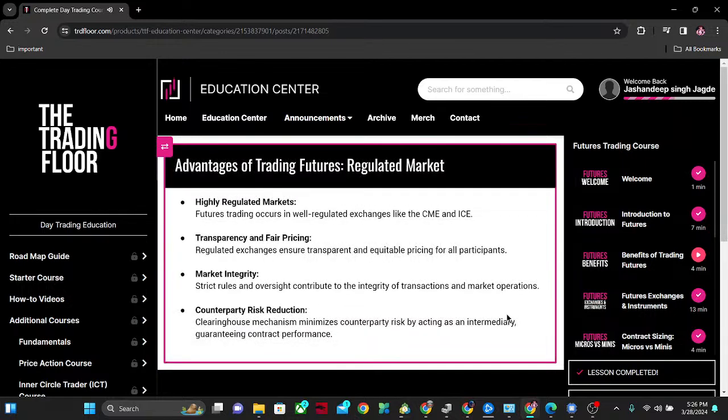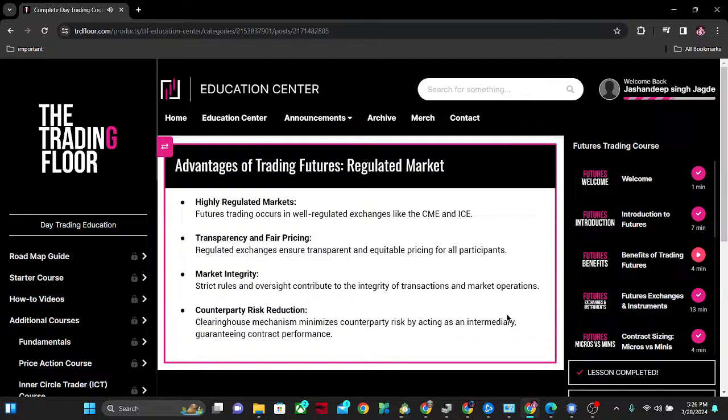Advantages of trading futures in a regulated market. One of the primary advantages of futures trading is that it takes place in highly regulated markets. Regulated exchanges such as the Chicago Mercantile Exchange, or CME, and the Intercontinental Exchange, ICE, ensure transparency, fair pricing, and the smooth functioning of the markets. These exchanges have strict rules and oversight, providing traders with confidence in the integrity of their transactions.